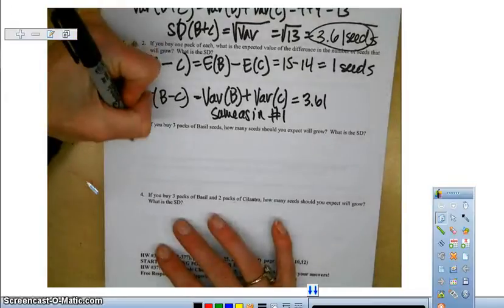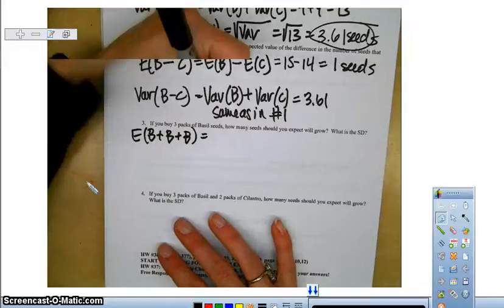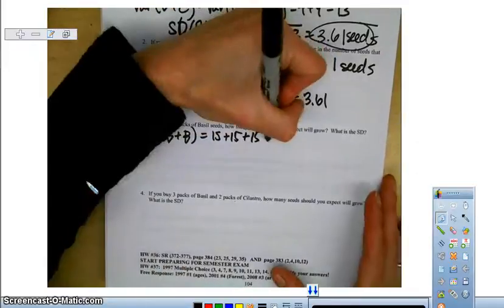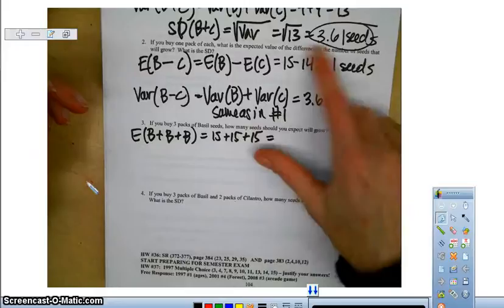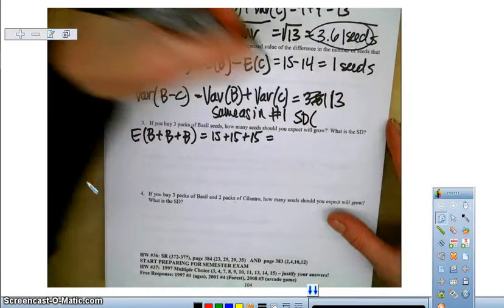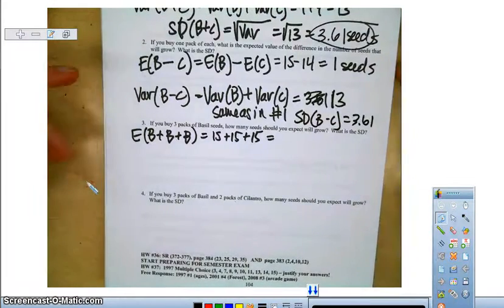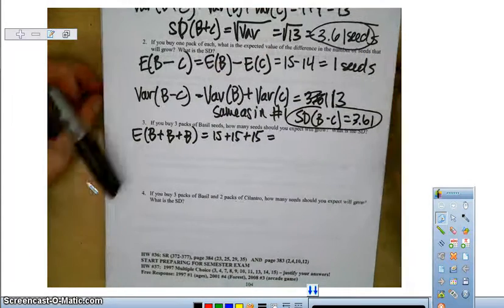Well, wouldn't it be the expected value of basil plus basil plus basil? So that would be 15 plus 15 plus 15. Wait, wouldn't that one be 13? Because that would be the standard deviation. The square root of 13 was... Yeah. So this would be 13, and then the standard deviation of B minus C would be 3.61. It ends up being the same answer in the end. But you're right, I labeled the variance and we wanted the standard deviation.